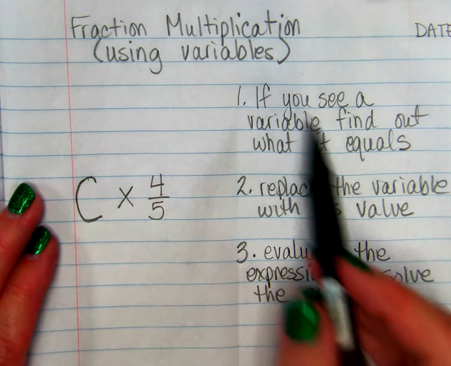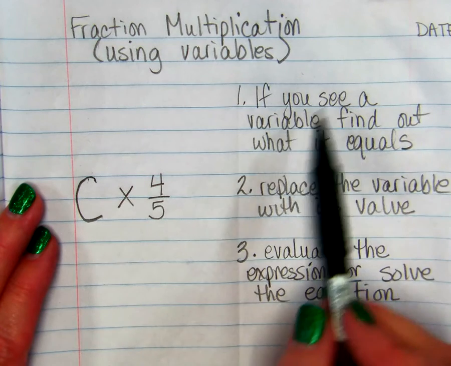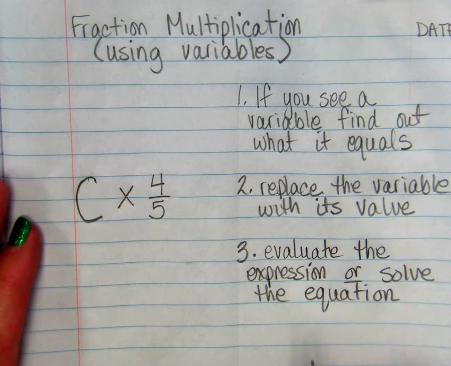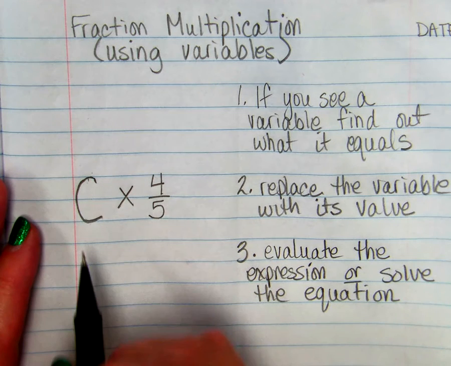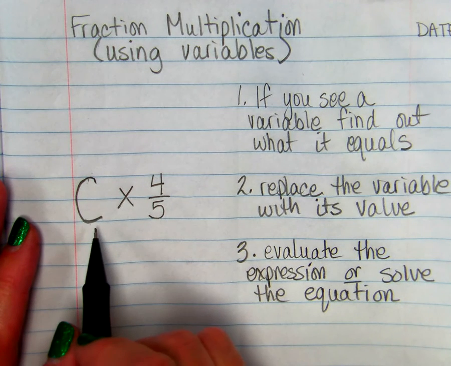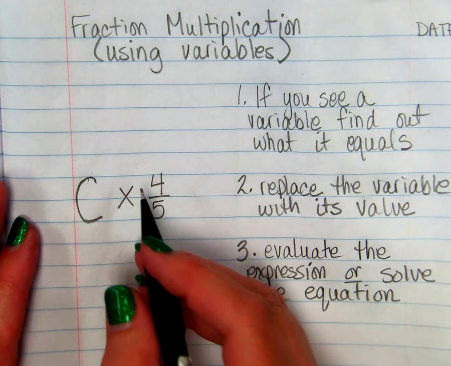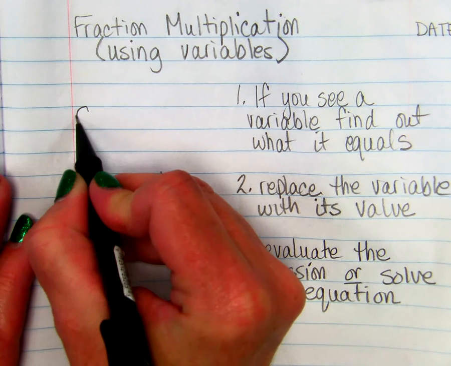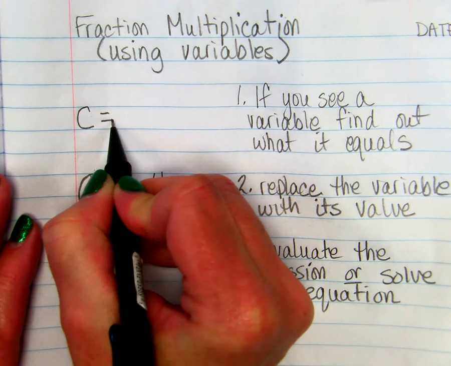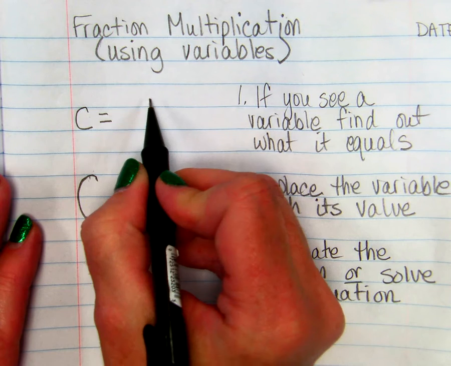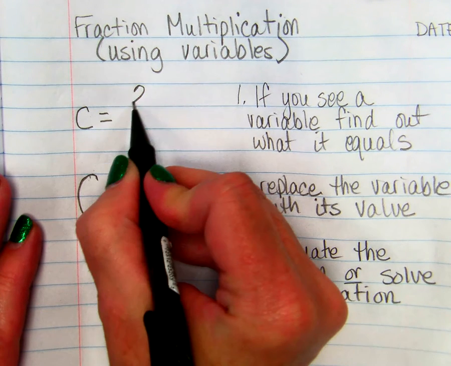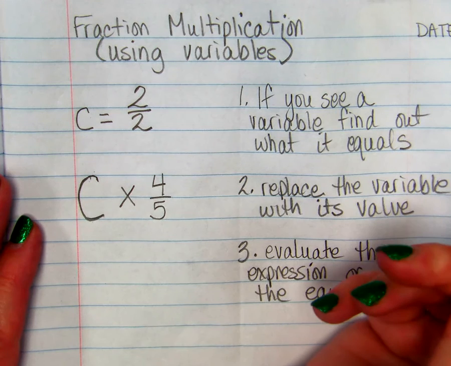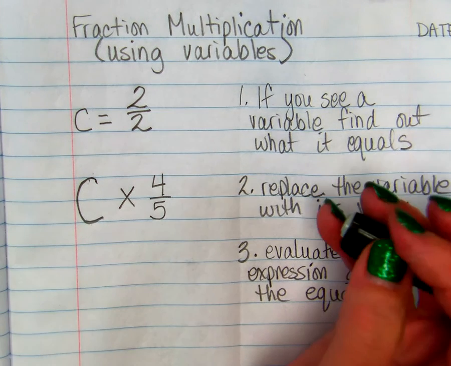Now, when you see a variable, our step 1, if you see a variable, find out what it equals. Now, I'm telling you, they are going to have the value of this variable listed somewhere on the page, on the computer screen, somewhere. And what we're going to do, we're going to put it right here. And we're going to say C equals, okay, we'll do it this way, 2 halves.